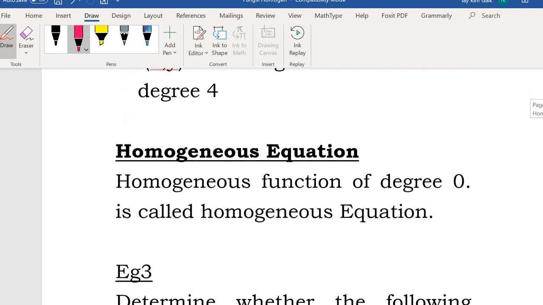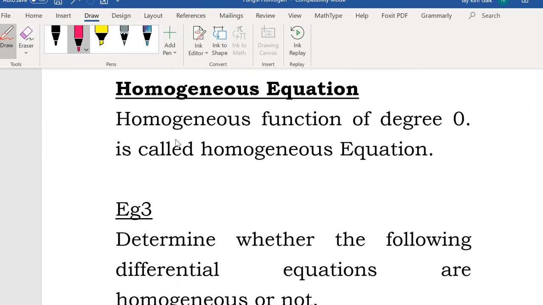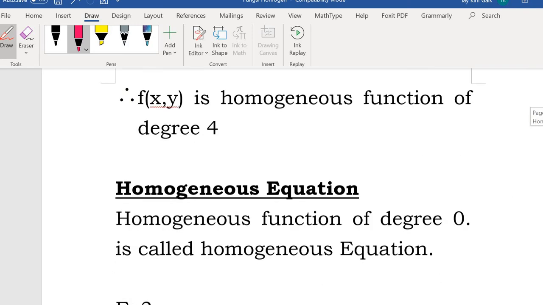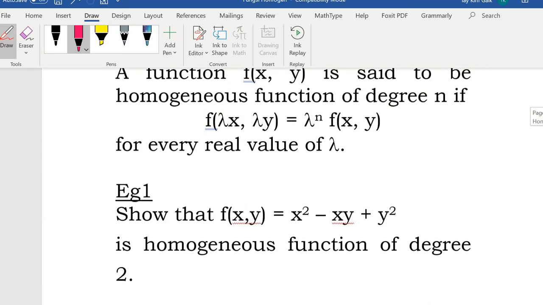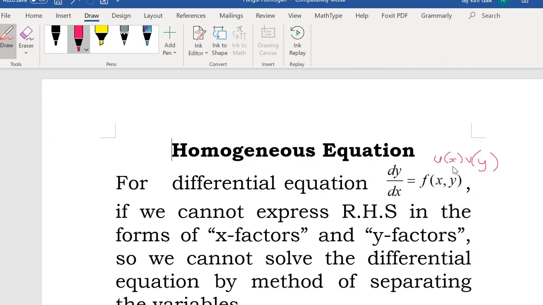Okay. And then what is a homogeneous equation? The first order differential equation is called a homogeneous equation if it is a homogeneous function of degree 0. Meaning, first order differential equation, just now you have dy/dx equal to a function f(x,y).